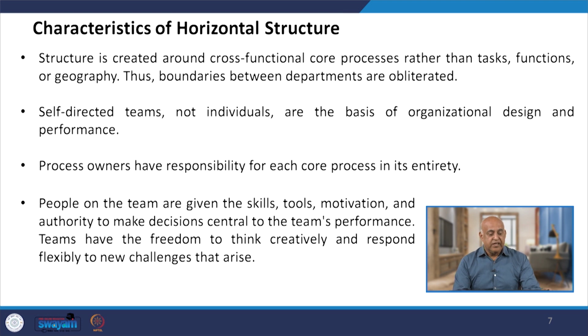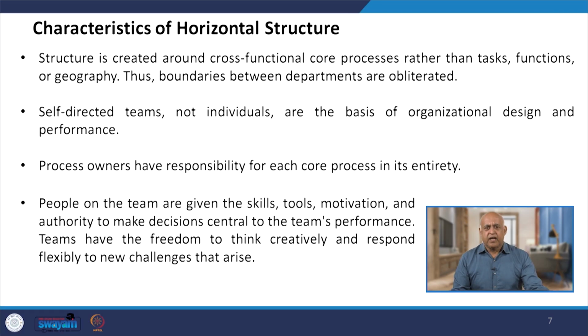Characteristics of the horizontal structure. Structure is created around cross-functional core processes rather than tasks and functions or geography. Thus, the boundaries between the departments are obliterated. So, here you will find the structure which you want to change, and you want to make a more effective horizontal structure, that should be self-directed teams and not individuals. They are the basis of the organizational design and the performance. Process owners have responsibility for each core process in its entirety, and in that case all these core processes will be decided by the design of the organizational structure.